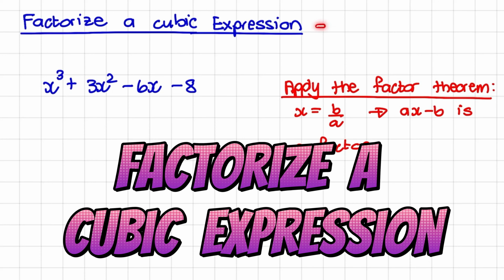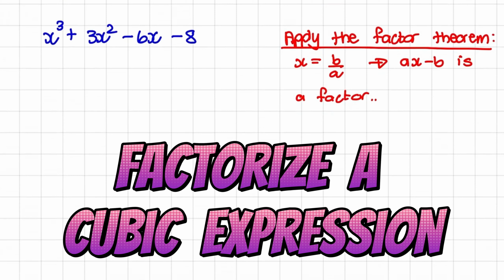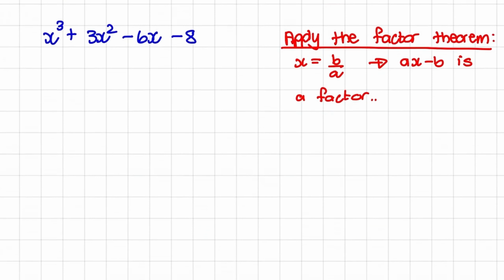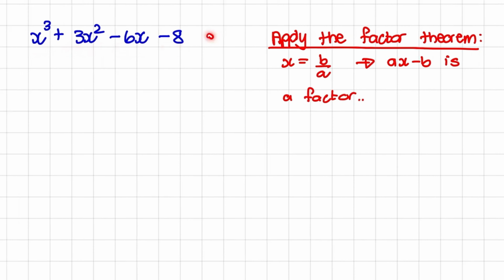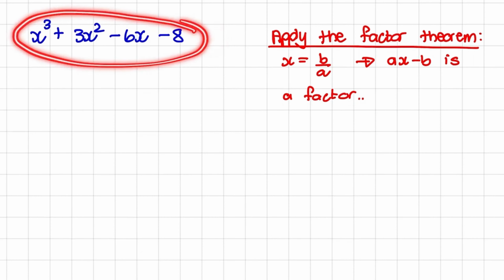In this video, we'll go through an example on how to factorize a cubic expression. In this example, we will factorize x cubed plus 3x squared minus 6x minus 8. And in order for us to factorize this, we first need to find a factor.